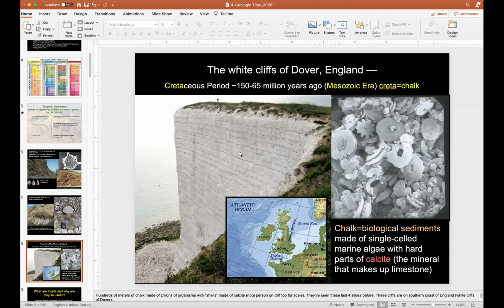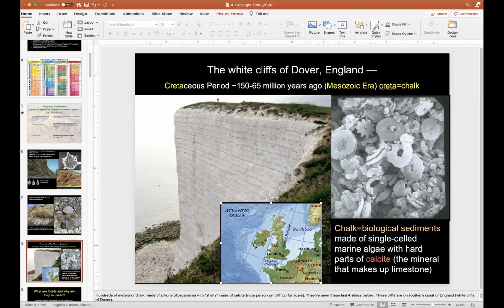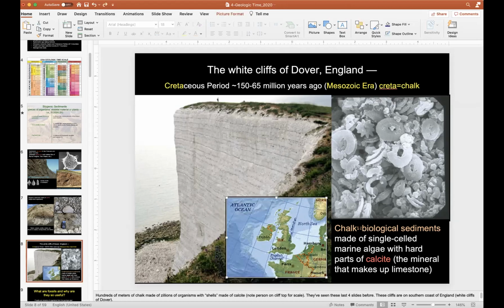These are the White Cliffs of Dover. And so these exist on the south end of England, very close to France. So in the English Channel right there. These are marine algae. So these little bits here are preserved pieces of algae that have some hard parts that are made up of calcite. So that's the calcium carbonate again. And that's like the same thing as limestone. And these are Cretaceous. These are 150 to 65 million years old.